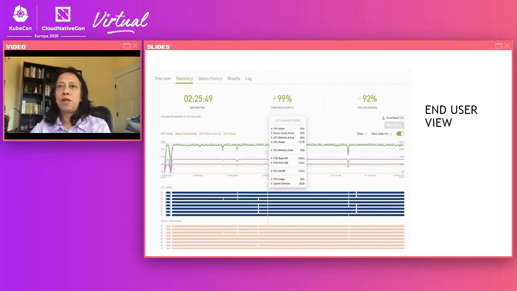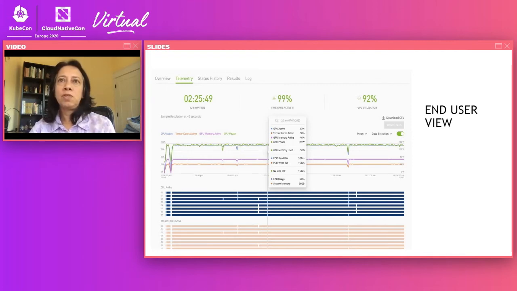To break the flow a bit, I want to show one example of a view that comes out of the first architecture we covered. This is a view of the job telemetry the end user will see. At the top, you can see the job runtime, the time the GPUs are active, and the average GPU utilization across the 8 GPUs being used by this job. Below that, you can see a line graph for the average GPU metrics over time, like GPU active, Tensor Core active, GPU memory, and GPU power.